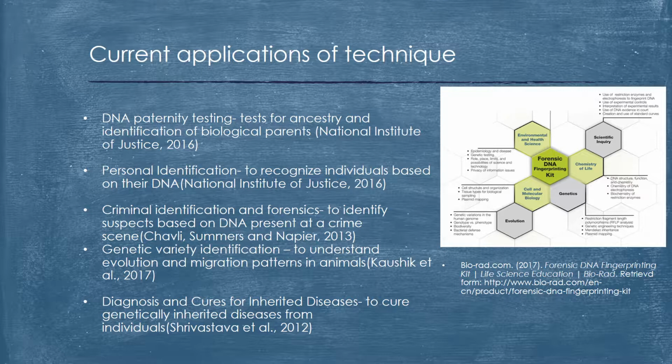Another method is to diagnose an individual in order to find a cure for a genetically inherited disease. DNA fingerprinting is most commonly used to determine the identity of a deceased individual if he or she is present in a crime or a natural disaster, and helps recognize the culprit responsible for a rape or murder offense.